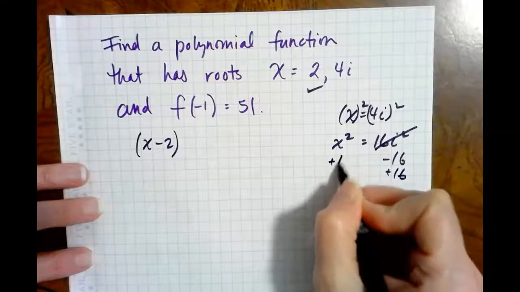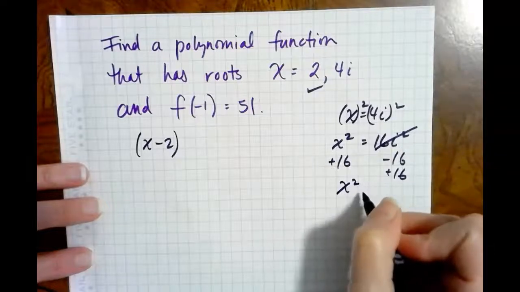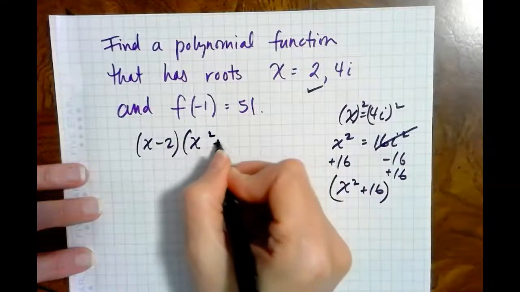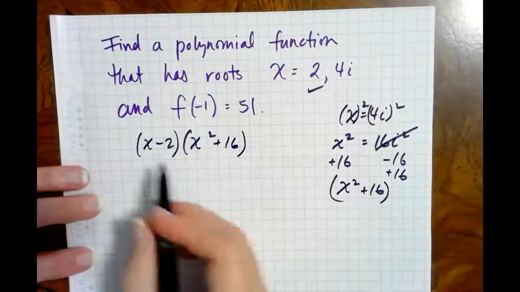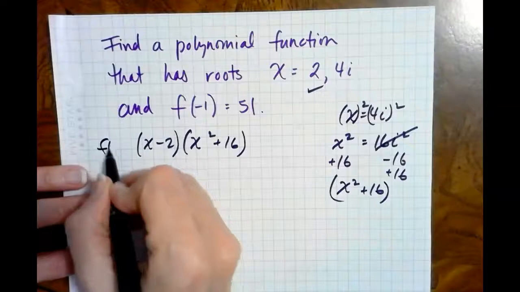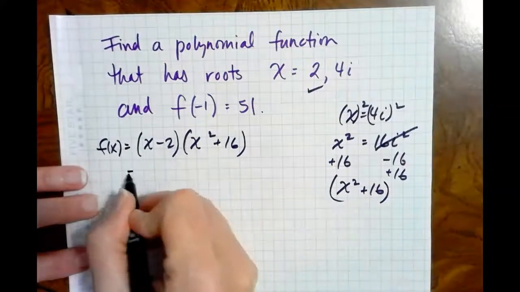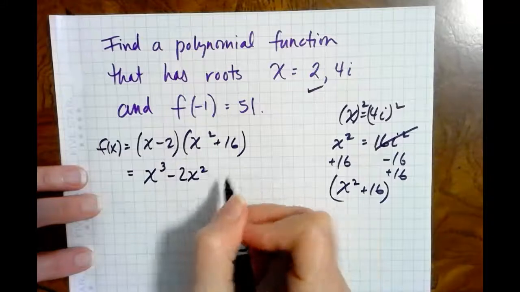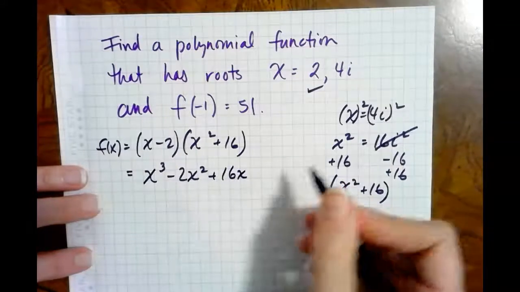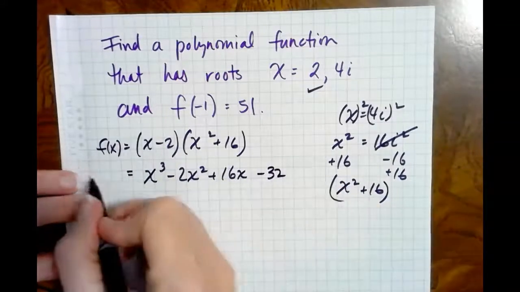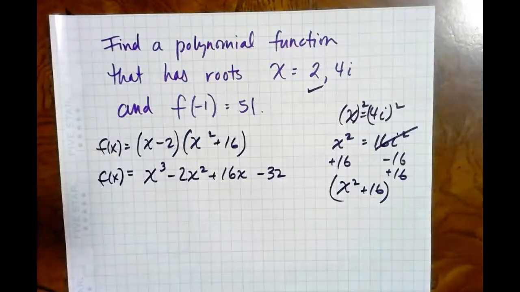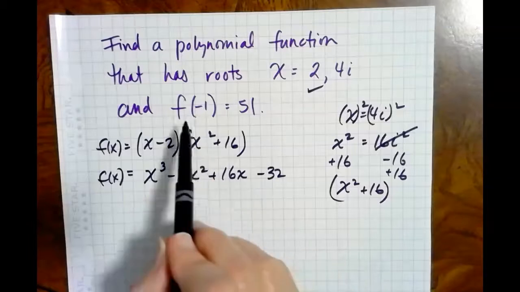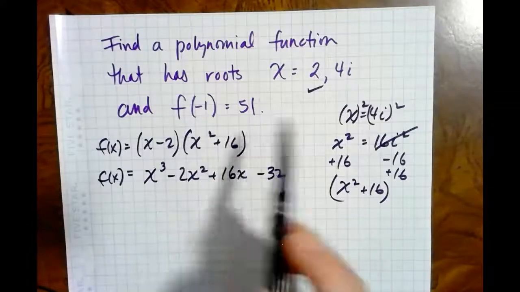When we add that to the other side, we get our quadratic factor x squared plus 16, which I bet many of you already knew. So now let's multiply these together because we're after our function. So that's going to be x cubed minus 2x squared plus 16x minus 32. So this is f of x, but we're looking for a function that is a multiple of this function that will pass through the point -1, 51.